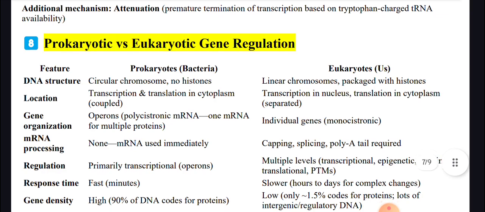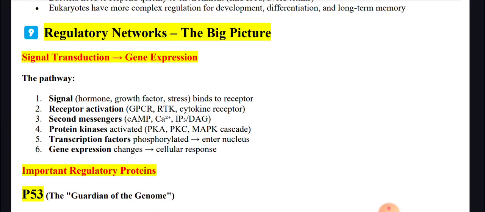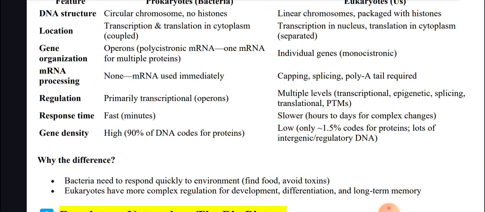Immensely. Regulation complexity: bacteria rely mostly on transcriptional control via operons. It's fast and efficient for responding to environmental changes. Response time is often in minutes. Eukaryotes regulate at multiple levels: epigenetic, chromatin; transcriptional, TFs, enhancers; post-transcriptional, splicing, RNAi, mRNA stability; translational initiation, uORFs; and post-translational, PTMs, degradation. This allows for much finer control needed for development and maintaining different cell types, but the response time is much slower, often hours or even days for big changes.